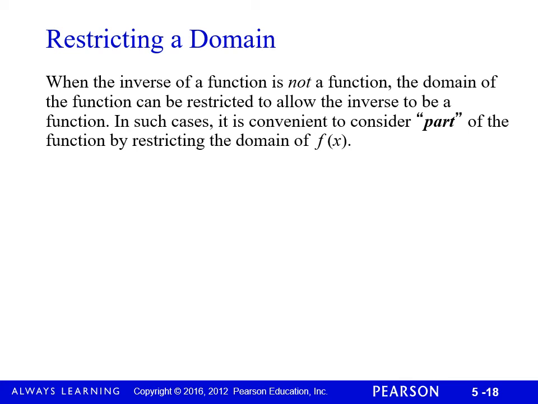When the inverse of a function is not a function, the domain of the function can be restricted to allow the inverse to be a function. In such cases, it's convenient to consider part of the function by restricting the domain of f of x. This is saying that sometimes, as we looked at before with the horizontal line test, the horizontal line would touch more than one spot, and we knew that the inverse then would not be a function. And there might be valid reasons why we want it to be a function. And so if we limit the domain, the x values of the original function, this could change that.